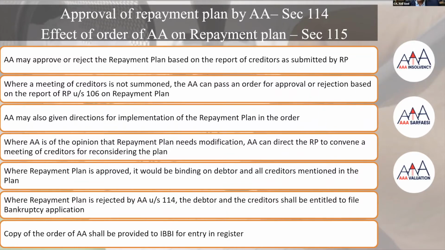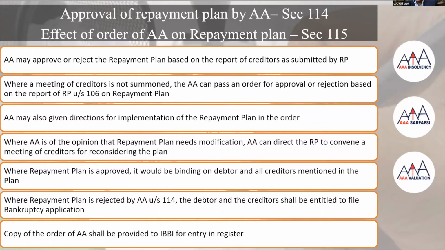I'm only talking about the insolvency resolution process. I'm not talking about the bankruptcy process. In a bankruptcy process, once the discharge is given, all the creditors would actually have no claim on the debtor after the bankruptcy. However, insolvency resolution process is specific to those creditors who are part of the resolution process, who are mentioned in the repayment plan. So this clarity is very important.